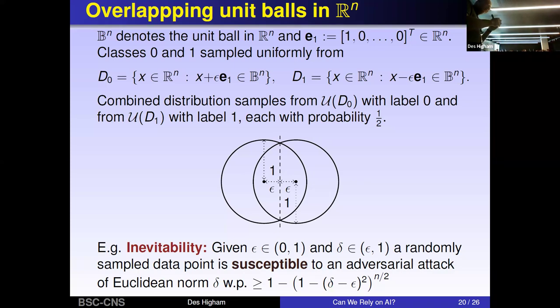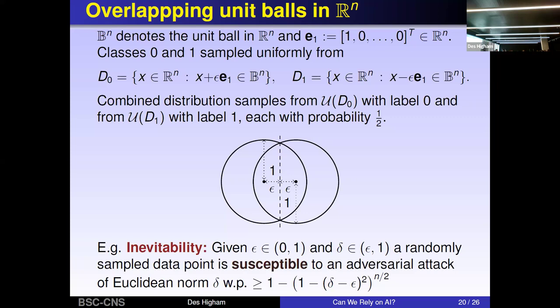We're looking at a world where the data comes from two unit balls, Euclidean unit balls in Rn. This is the 2D case. So they're perturbed by an amount epsilon from the origin along one coordinate direction. So on the left, anything we sample from that ball is given one label, say zero, and we sample from the other ball half the time, and that gets a label one. So equally likely to get samples from each ball, and depending which ball we sample from, we give it the appropriate label. We're thinking of epsilon being small here. So that's where the data comes from with its labels.